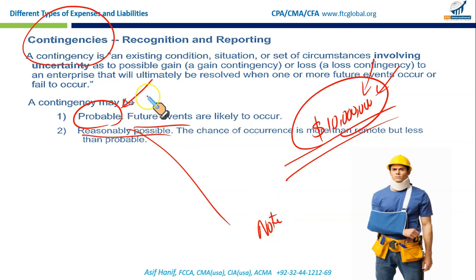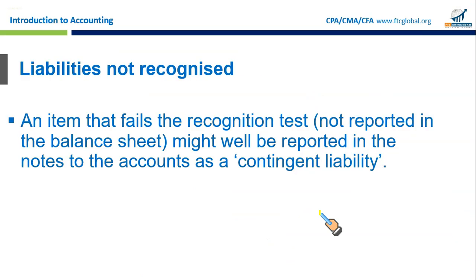So if it is probable that the case is surely going to go against us, in that case we report it as a liability. But if it is reasonably possible, meaning chances of occurrence are less than probable, then we just report this event with the detail in the notes to accounts. So in this case, an item that fails the recognition test, not reported in the balance sheet, might well be reported in the notes to accounts as a contingent liability. This case against the firm may become a liability, but it is contingent, it is dependent upon the court decision. So we just report it in the notes.